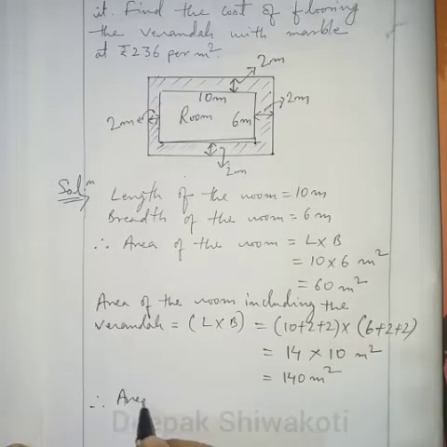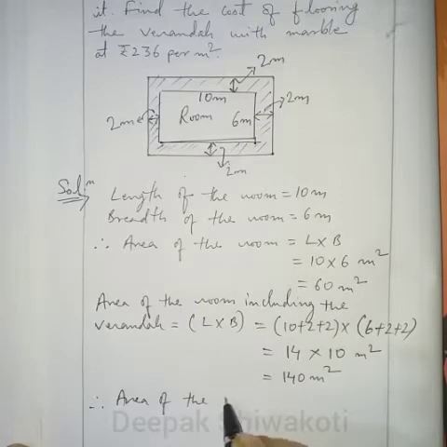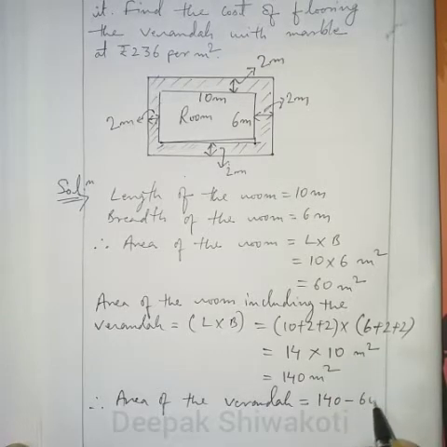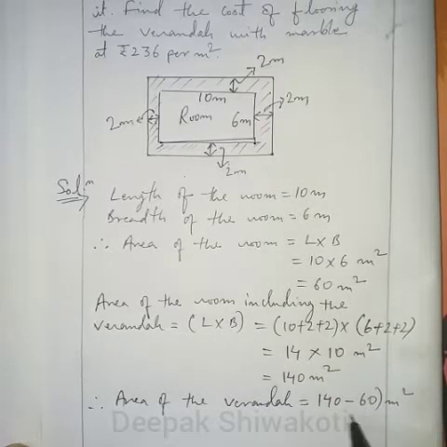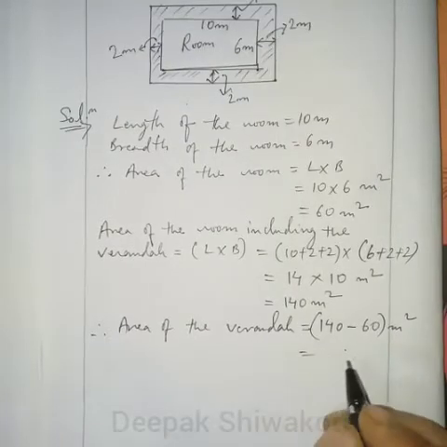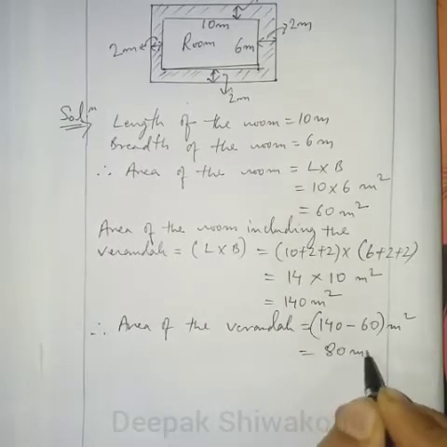Therefore, area of the veranda will be equal to 140 minus 60 meter square. So here will be how much? Here will be 80 meter square.